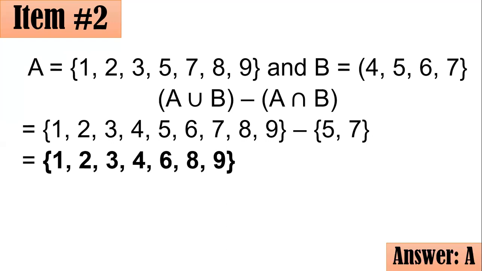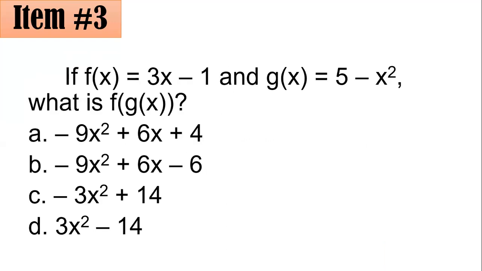Number 3. If f of x equals 3x minus 1 and g of x equals 5 minus x squared, what is f of g of x? Which of A, B, C, or D is the correct answer?